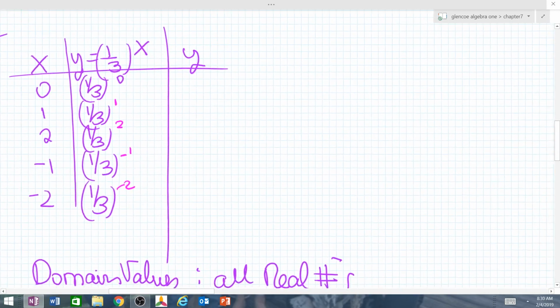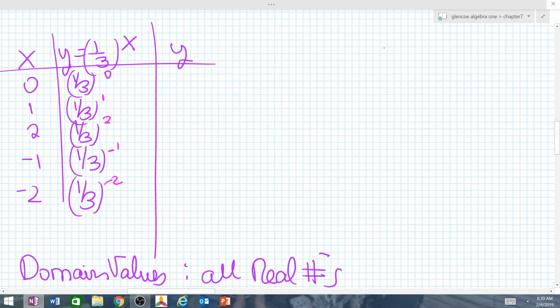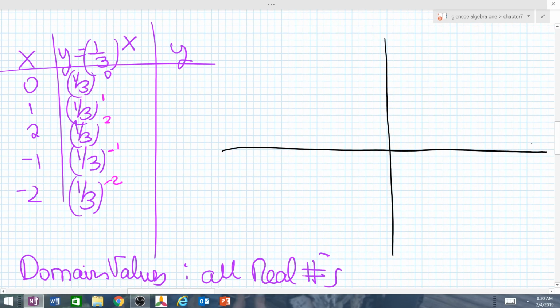Okay? Let's do one where we have a fraction. Y equals 1/3 to the x power. All right, so again, I've picked my points. The one that I've given you in your notes is y equals 1/4 to the x. So now we're going to give you an opportunity to do one that's a little bit different. So I picked my points, 0, 1, 2, -1, -2.